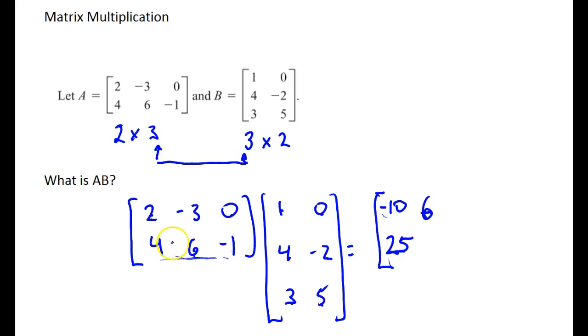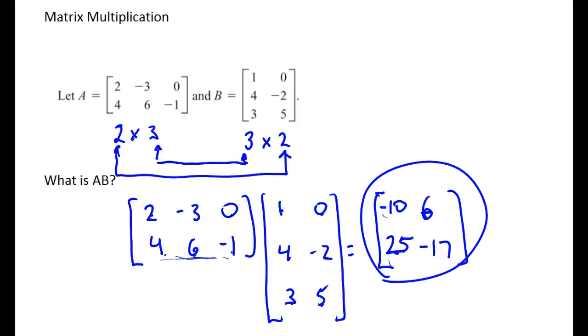Okay, last one. Second row, second column. 4 times 0 is 0. 6 times negative 2 is negative 12. 1 times 5 is negative 5. So I have negative 12 plus negative 5 is negative 17. So that is the product of multiplying matrix A times matrix B. And you'll notice, just like we predicted, we got a 2 by 2 matrix for our answer.